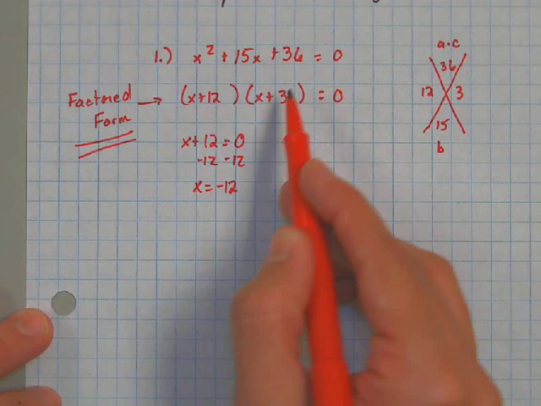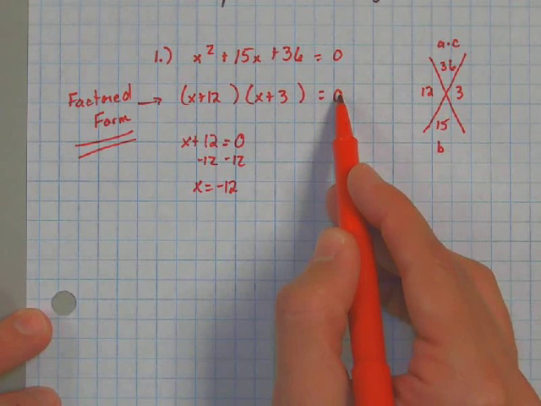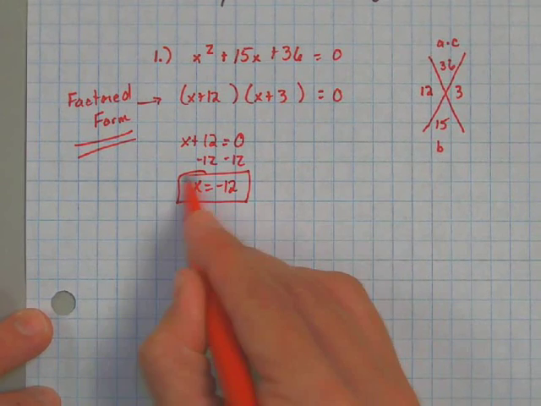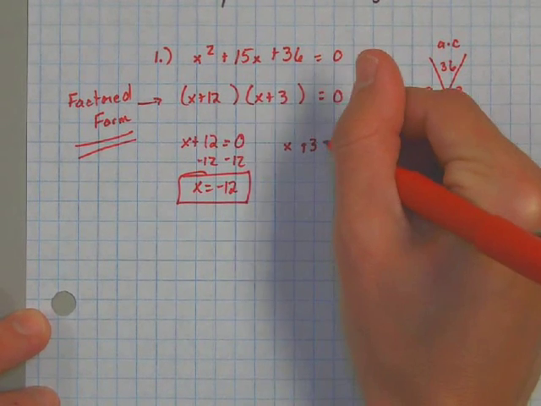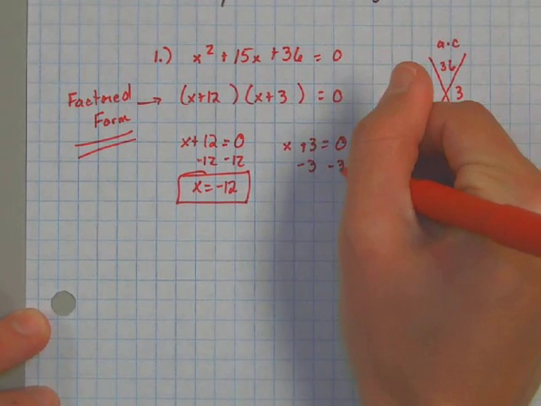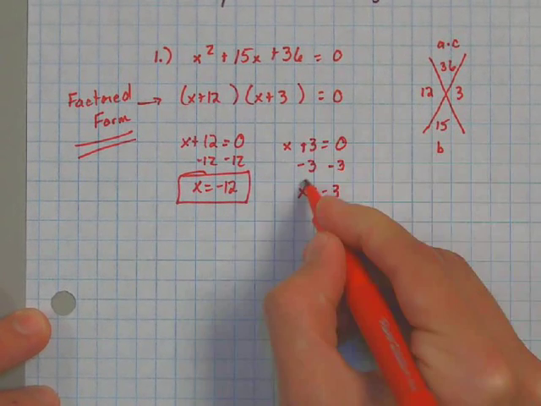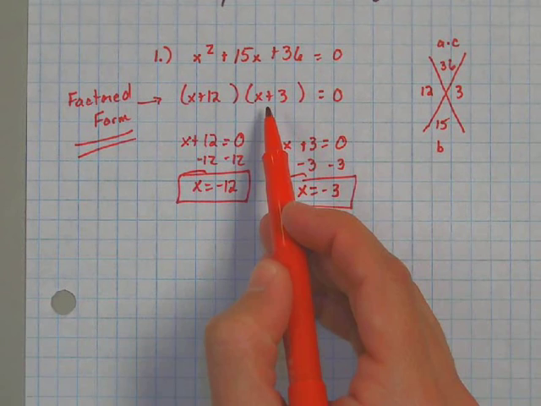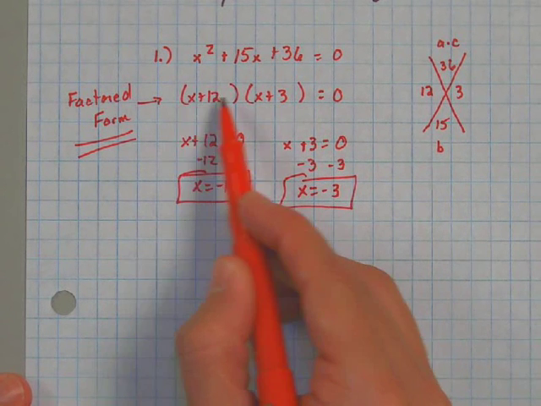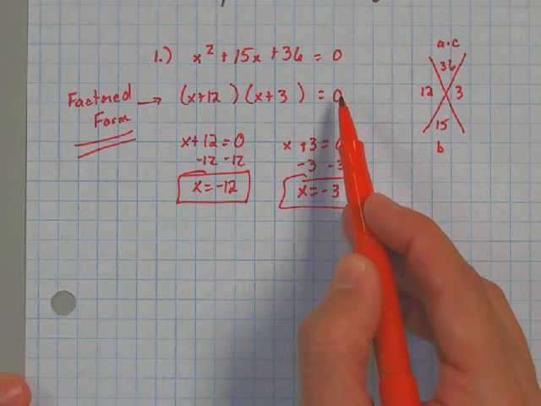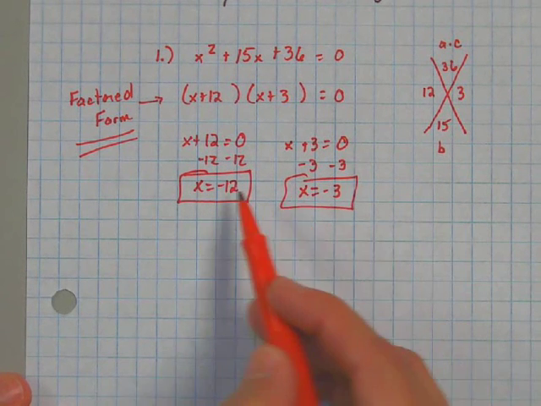If I plug in a negative 3 for X on this side, then I'm going to get 0 here, and I'm going to get a positive 9 there. That's still going to be 9 times 0 equals 0. So that's why we end up with two solutions. Now, let me go ahead and just mention, why do we have two solutions? What are we doing? Why are we factoring? What's the purpose of this?